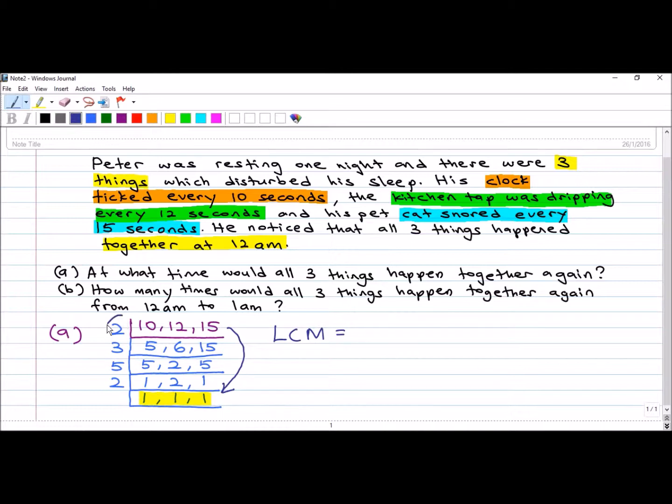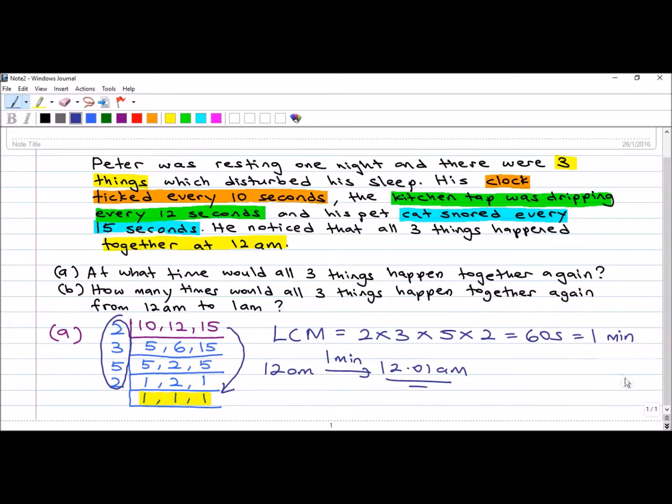For the LCM, you look at all these numbers on the left side, you simply multiply them all together, and there you get 60 seconds, which is equal to 1 minute. And you can answer part A. At what time would all three things happen together again? The previous time it happened was at 12 a.m. Now it will happen at 12:01 a.m. So this is the answer for part A.